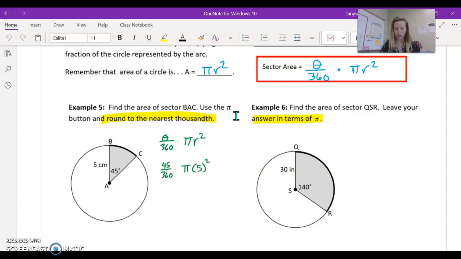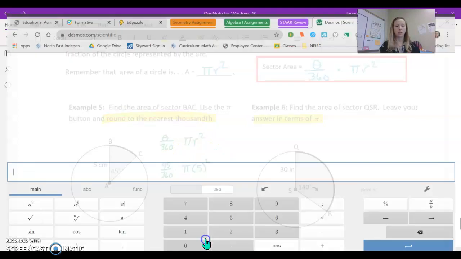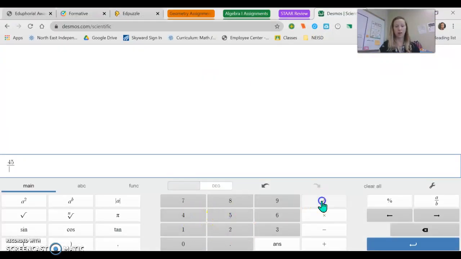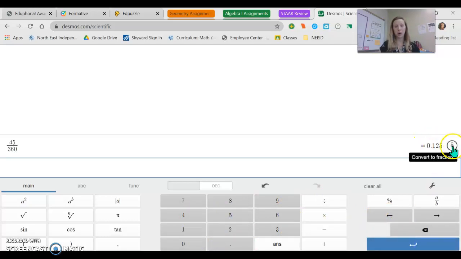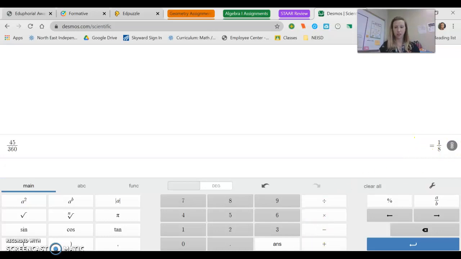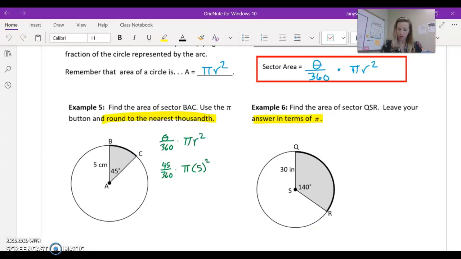So 45 over 360, we've seen a few times, but in case you've forgotten, you can reduce these fractions in your Desmos Scientific Calculator. So 45 divided by 360. When you hit enter, it'll only give you the decimal, but remember, hit this button to turn it into a fraction, 1/8. So we have 1/8 times, and 5 squared is 5 times 5, which is 25, so 25 pi. And remember, to combine these two, put a 1 underneath the 25 pi and multiply straight across. So 1 times 25 pi is 25 pi. 8 times 1 is 8.